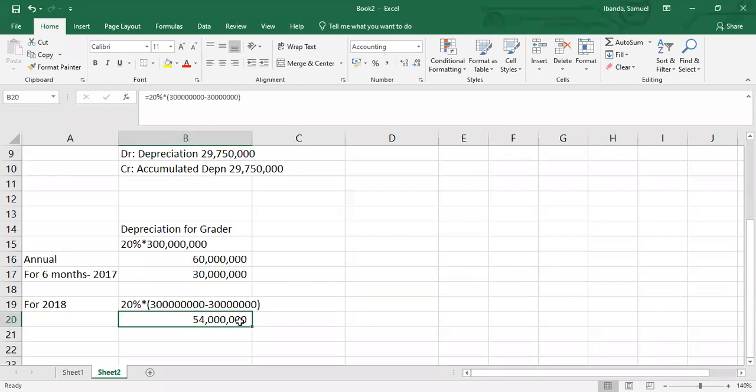So we are seeing that the depreciation for 2018 is 54 million. Okay, the reducing balance depreciation for the grader is at 54 million. So this is what we recognize. Remember, with debit depreciation and credit accumulated depreciation account, we don't have the depreciation account requested. So we shall go ahead to recognize the 54 as it is.